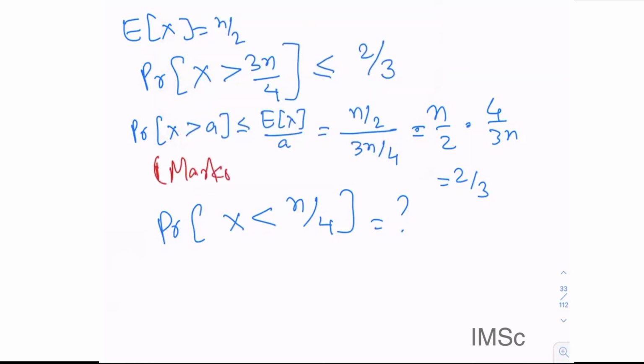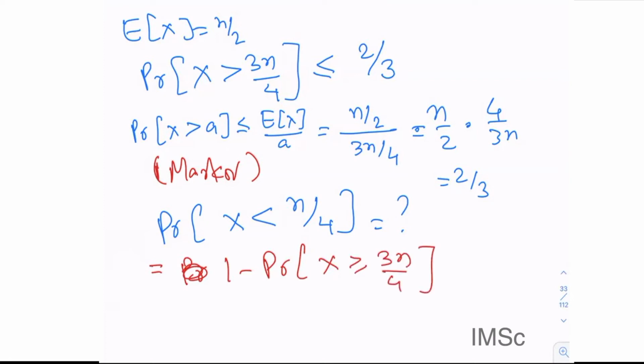Now I'm interested in the probability that X is less than n by 4. That is 1 minus the probability of X greater than or equal to n by 4. So this is equal to 1 minus the probability X is greater than or equal to 3n by 4. Is that what you said? Is it n by 4, I think. Oh, yeah, right, n by 4. Okay. But what is the probability X is greater than or equal to n by 4?